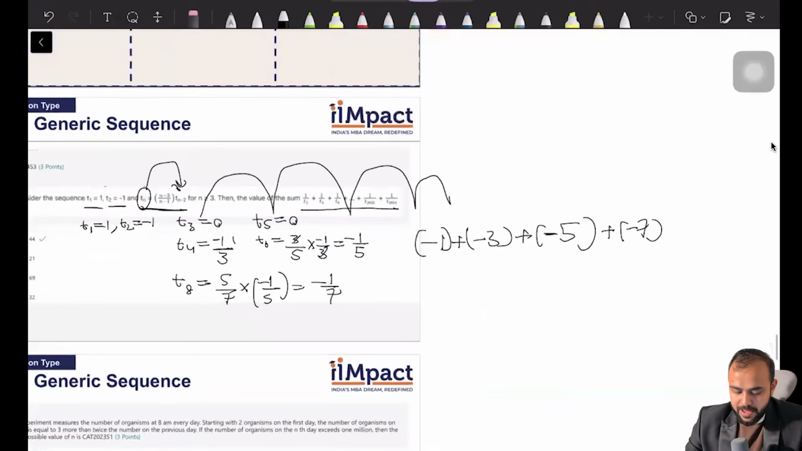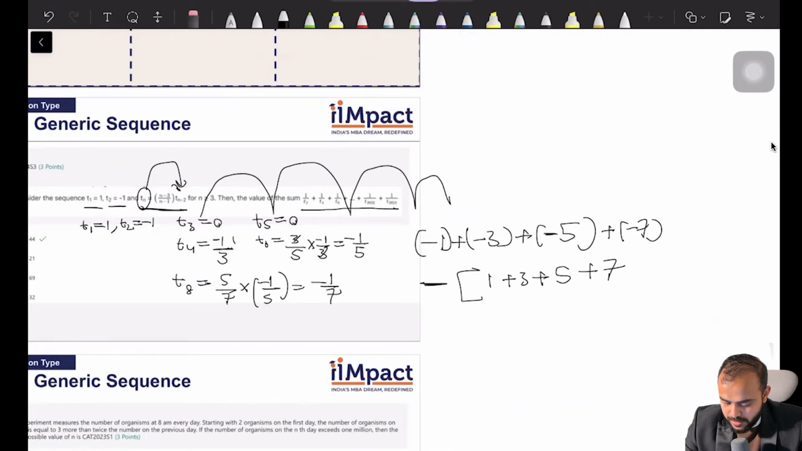Which means what do I have? Minus of sum of first n odd numbers. And till what odd number will I go? So this is T2024, right? So this would have been 2023. The last number would have been 2023, which means the number of terms are how many? 2023 plus 1 by 2, that is 1012.